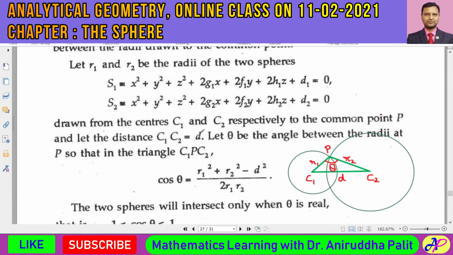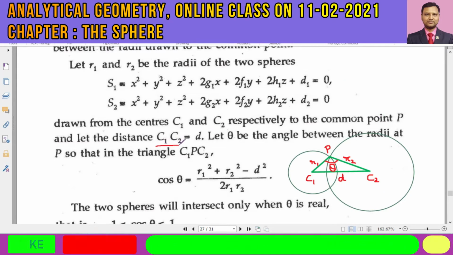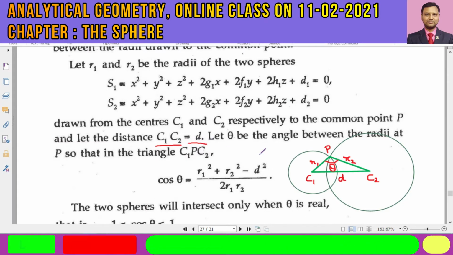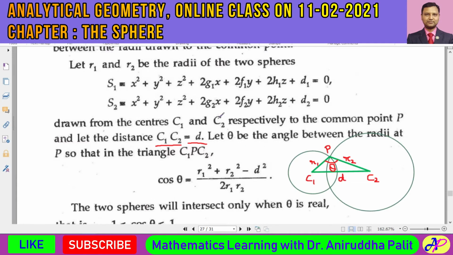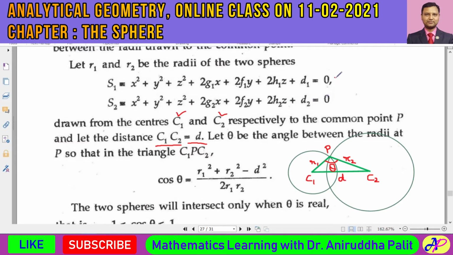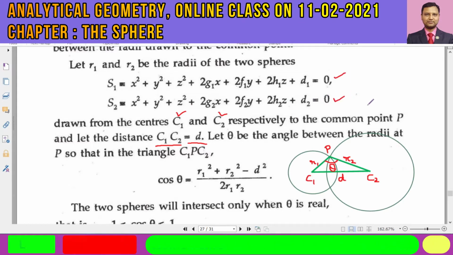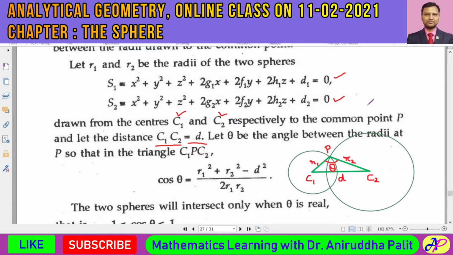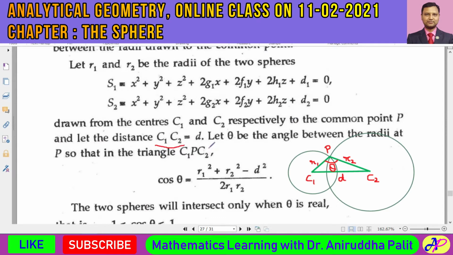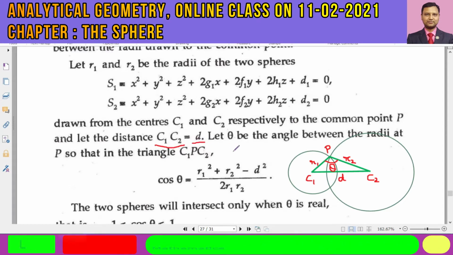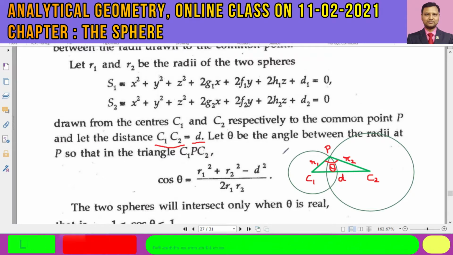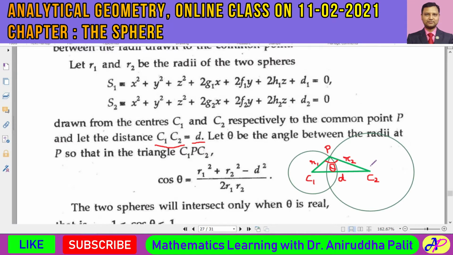And we suppose that the distance between these two centers C1 and C2 is equal to small d. We can find the coordinates of C1 and C2 from the equations of the spheres S1 equal to 0 and S2 equal to 0. And from these two coordinates, we can compute the distance C1C2, which is equal to d. And what is the angle of intersection of these two spheres?